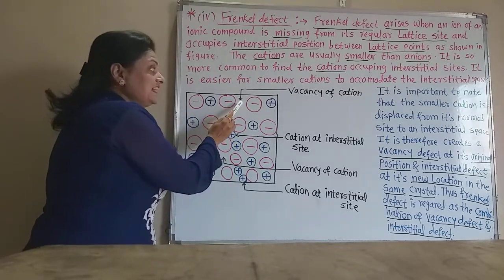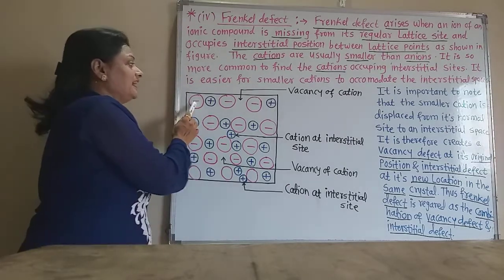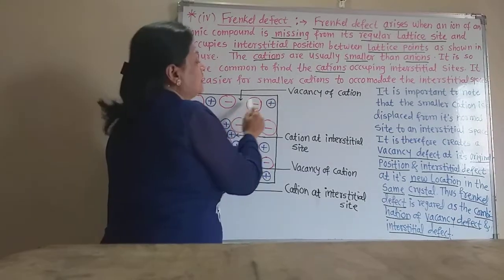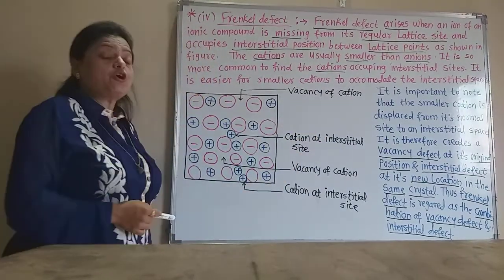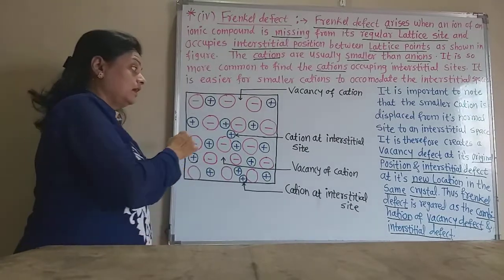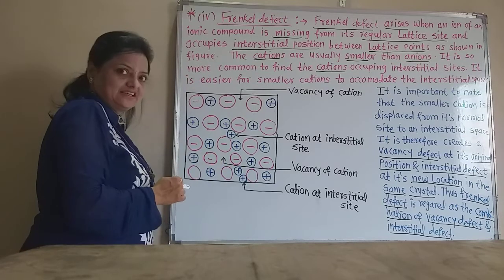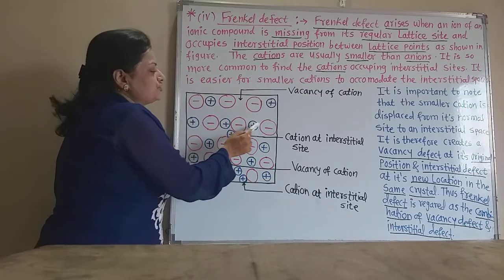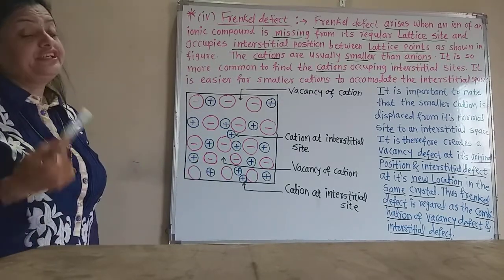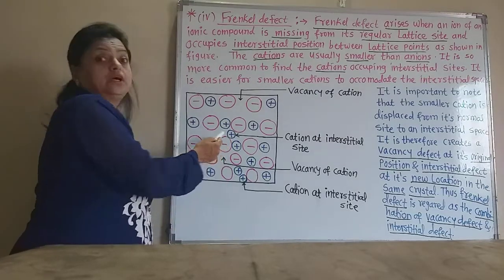Cations and anions are placed alternately. Now this cation is missing from here, so due to that a vacancy of the cation is developed at this position, and this cation is accommodated in the interstitial space. See, this is the interstitial space. These are the regular positions of cations and anions, and in between are the interstitial sites, which are also called voids.